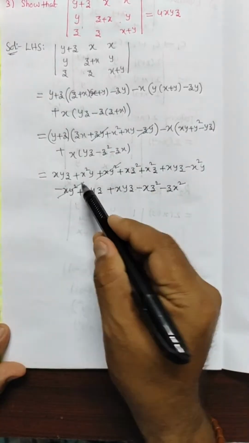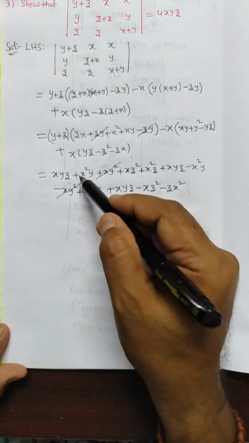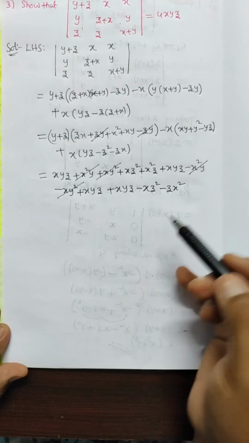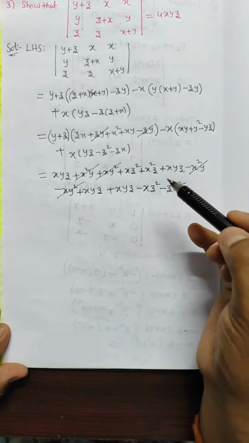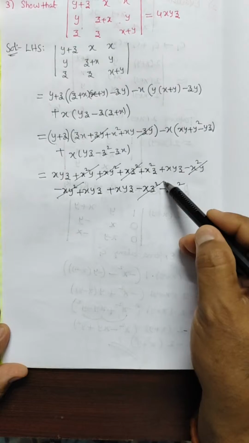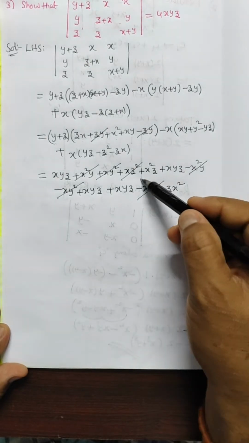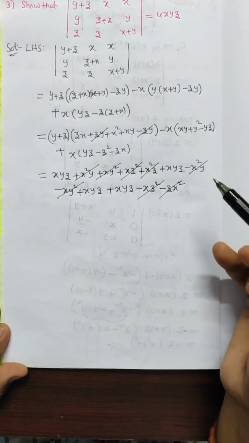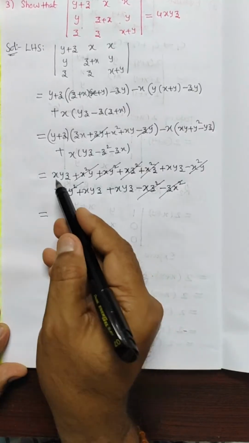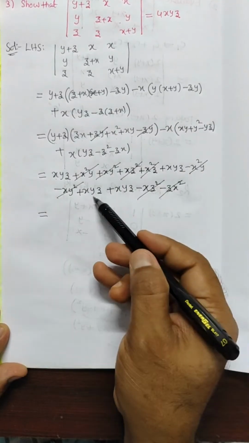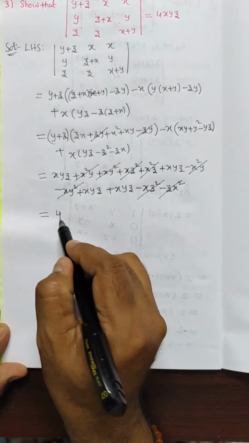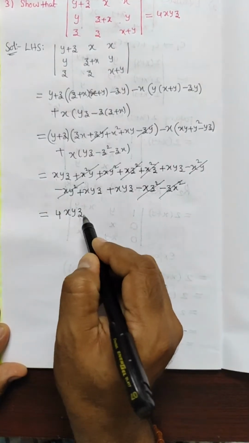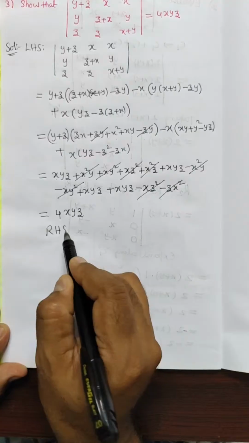Plus xy square minus xy square cancel, plus x square y minus x square y cancel, plus xz square minus xz square cancel, plus x square z minus x square z cancel. xyz plus xyz plus xyz plus xyz is 4 times xyz. It is the required RHS, dear students.